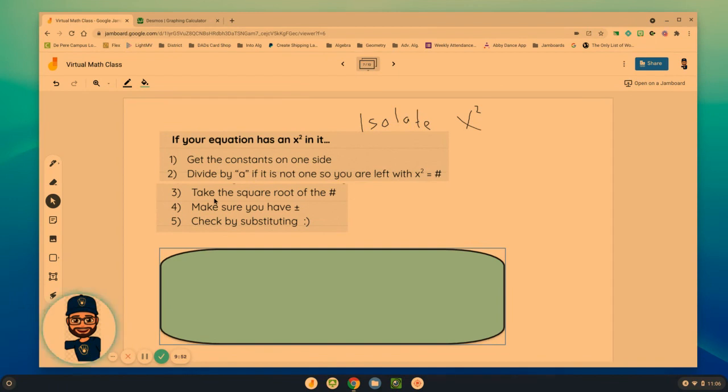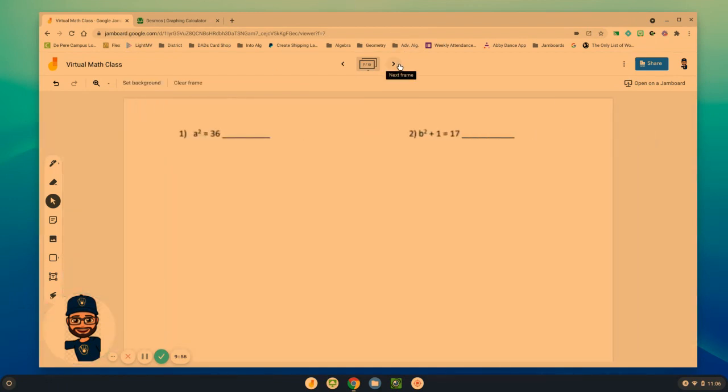Those are great notes to maybe pause the video and write down. All right, so let's put that into practice. Again, we already did number 1 on the other slide. We're going to do it one more time. The a squared element, or x squared, this really should be an x squared, is by itself. So we take the square root. X equals 6 or -6, right? That square root of a value is both its positive and its negative.